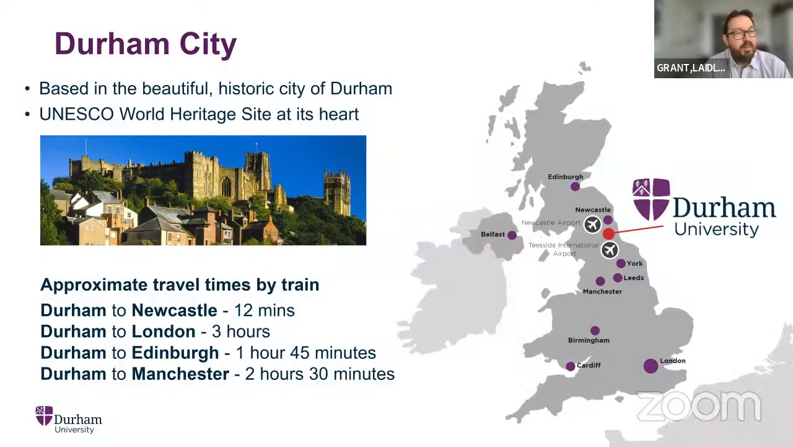Here we have our beautiful city. I think I've said it's a UNESCO World Heritage Site at its heart. And you can see on the map there's Durham in the northeast of England. Northeast of England is a lovely place to be. It's relatively uncrowded. It's very near national parks and is actually quite well connected by train to various major cities.